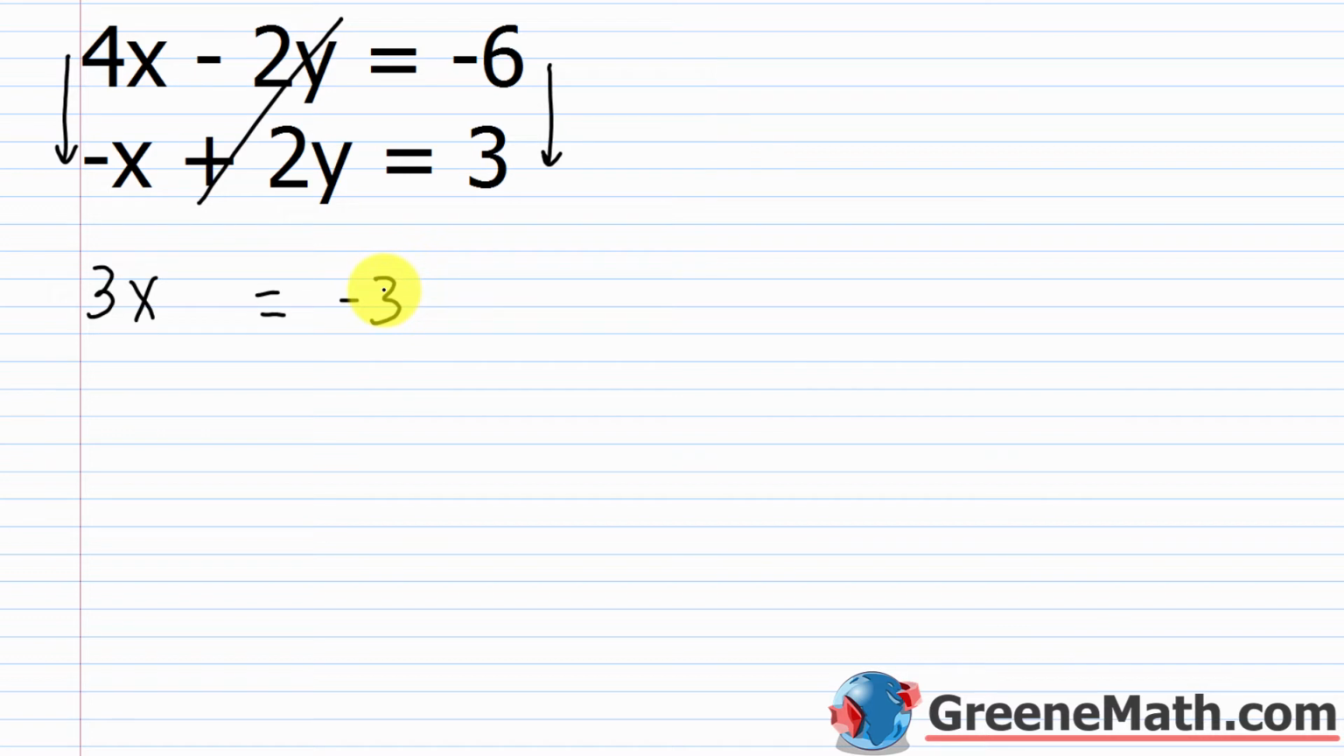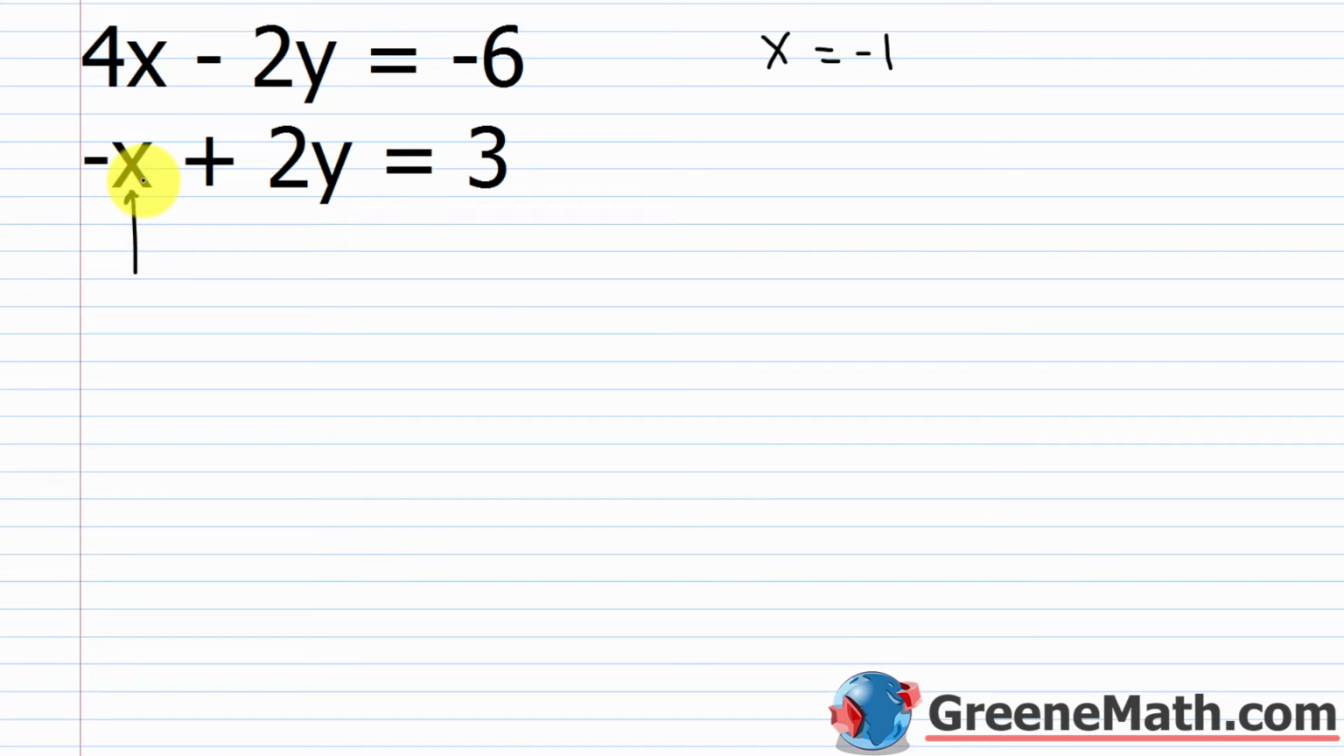So now I have a linear equation in one variable, and I can divide both sides by 3, the coefficient of x, and get that x is equal to negative 1. So once I find that x equals negative 1, I can plug a negative 1 in for x in either of the original equations, solve for y. So let's go ahead and plug into this second equation. Looks like it's easier to work with.